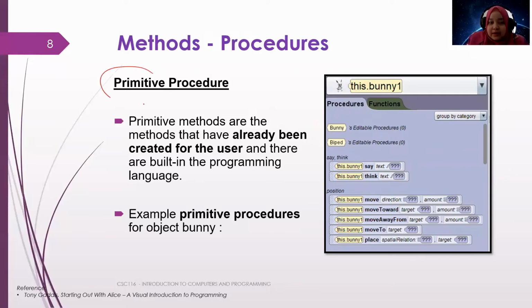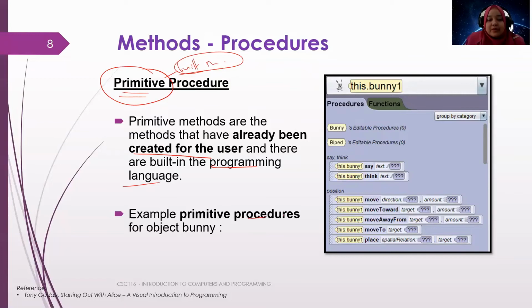Okay? So, primitive procedure. Apa maksud primitive tadi guys? Apa maksud primitive? So, primitive adalah built-in. Built-in. Maksudnya, dia telah disediakan oleh programmer Alice software kita. Okay, dia dah bagi untuk kita. Kita just tarik dan guna. Tarik dan guna. Drag and drop. So, masuk primitive method are the methods that have already been created for the user and they are built into the programming language. Ini masuk primitive yang telah disediakan.